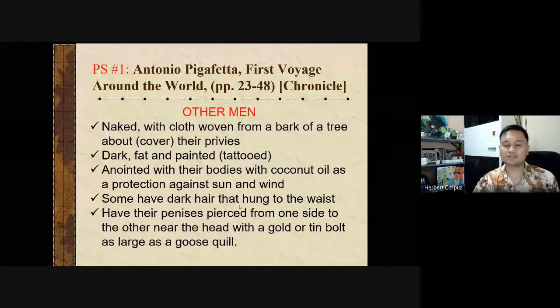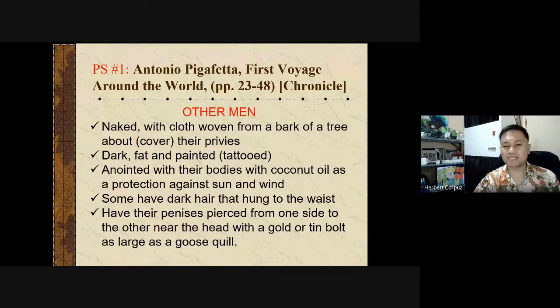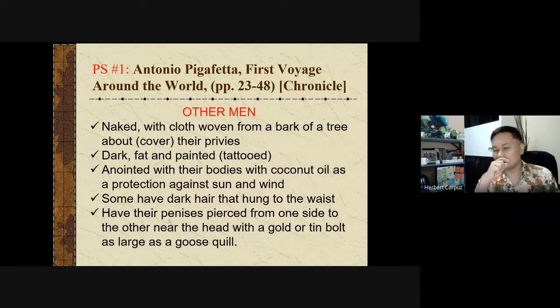Ito, tell nyo to. Have their penises pierced from one side to the other near the head with a gold or tin bolt as large as a goose quill. Okay? Alam na ninyo yan. Okay, masyadong ito ay nakaka-skandalo para sa atin. Pero ito daw yung mga ibang mga lalaki nung panahon na iyon, yung sa bagong term natin ngayon, ito yung tinatawag na bulitas, sabi nila. Ito yung mga kalalakihan daw ay merong bulitas.